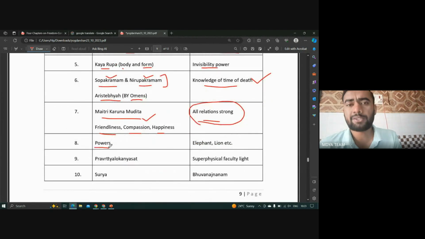Next is the powers or the strength. Like the example of Bali, if Bali focused on anyone, he could get that person's strength. That's why no one could defeat Bali in front of him. In the same way, if a yogi does Sanyama on the strength of others, that may be a monkey, lion, elephant, dinosaur, anyone, any human also, then the yogi will get the same strength.